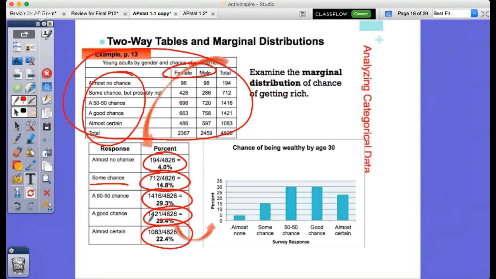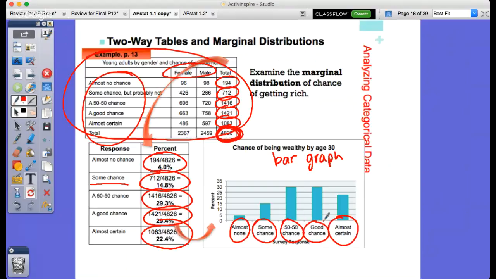So we call this a marginal distribution, where we take the 194, which is the almost no chance row, and we divide it by the total individuals, and we do that for each of them. And that's how we get to our marginal distribution, okay? With marginal distributions, we're able to compare, out of the 4,800 students studied, what percent of them thought more or less in terms of their chances of being rich. And then once you notice this, you'll see that this is, again, a bar graph because it has gaps in between, and we have categories down below.